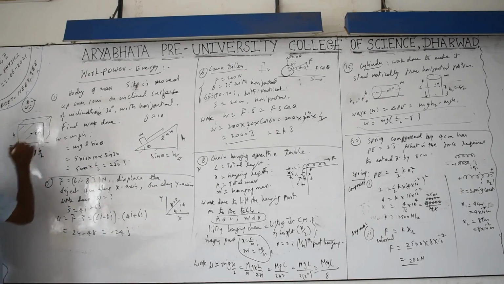And what about the mass of the water? They may give mass or they may give volumes. Length, breadth and height are given, which means you will get the volume, and mass is equal to volume into density. So work done is volume into density into g into h by 2.